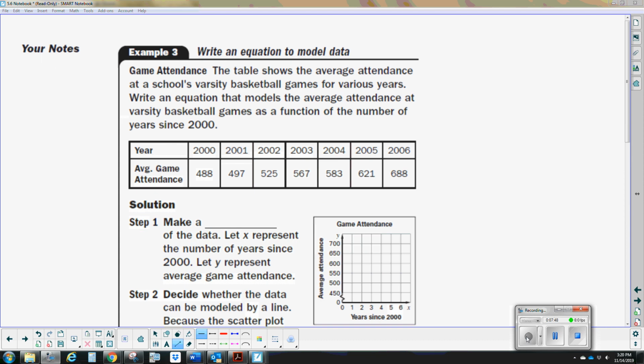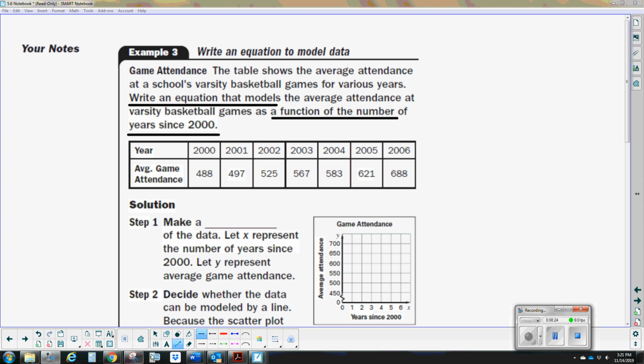All right, let's look at example number 3. In example number 3, we're writing an equation to model the data. So in the last lessons, we looked at writing equations of lines that go through specific points. That's what we're doing here. The table shows the average attendance at a school's varsity basketball games for various years. We need to write an equation that models the average attendance at a varsity basketball game as a function of the number of years since 2000.